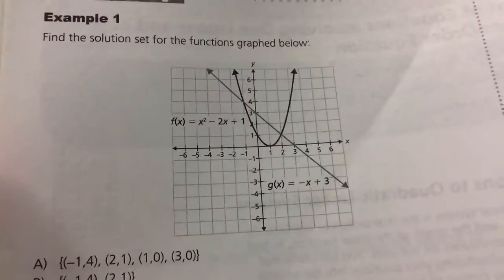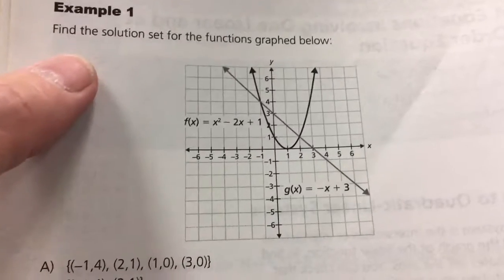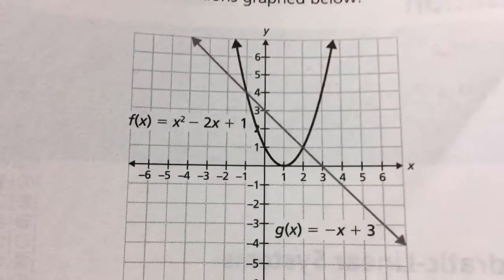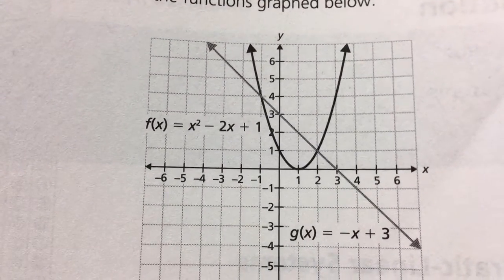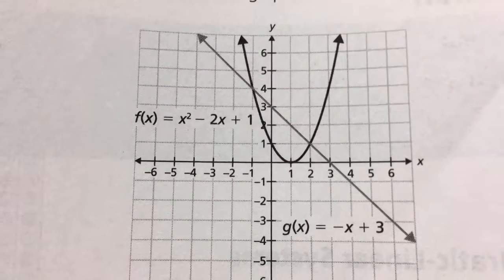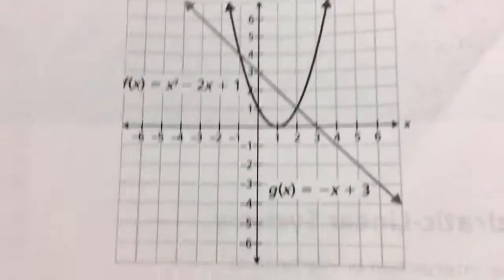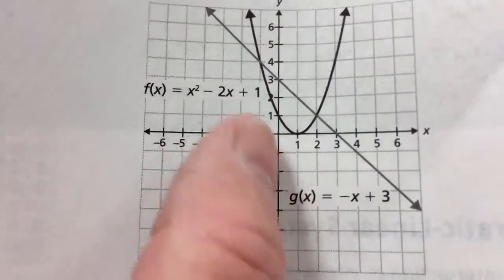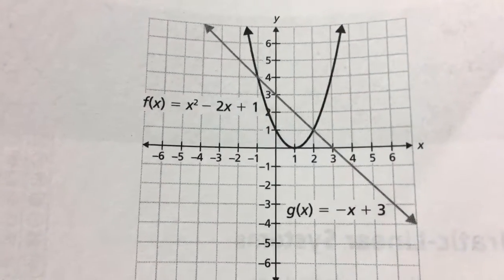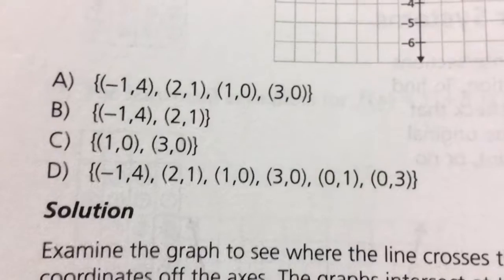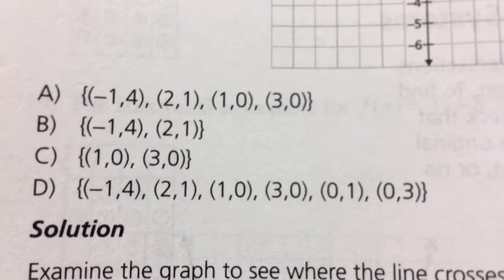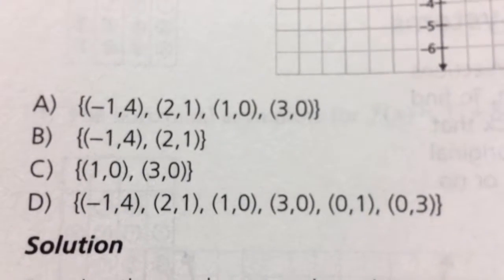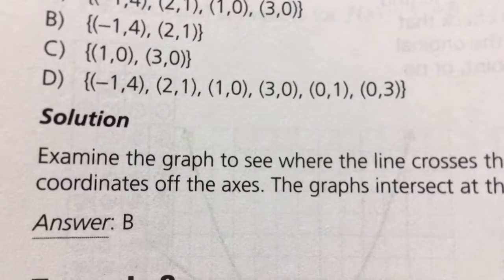Now this is example 1 in your book, and it says find the solution set for the functions graph below. Well, you can see the function very clearly has two intersections. And because it's on a nice grid, we can actually tell where the intersections are. It's at -1, up 4. So -1, 4 is one of the solutions, and the point 2, 1 is the other solution. So I will simply come over here to my answers and look for one that has -1, 4 and 2, 1, and that would be answer B. So answer B is the correct solution.